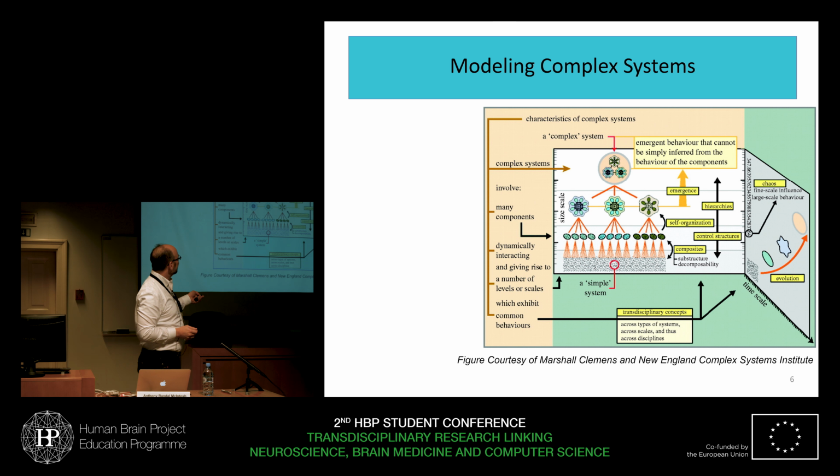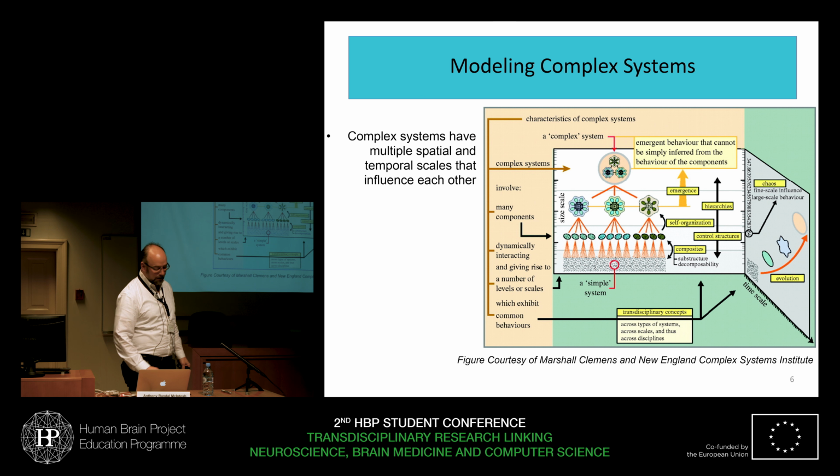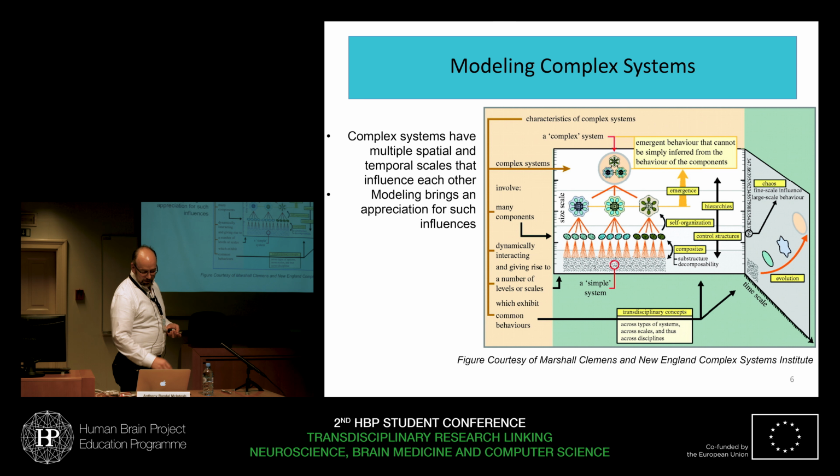You've got notions of emergent features of systems, and the level of interactions that's happening across these different scales. And those interactions are what is important to actualize the system. Multiple spatial scales, multiple temporal scales influence one another. And the modeling actually forces you to bring an appreciation for those particular aspects of how the system's organized: spatial scales, temporal scales, emergence, and so on.